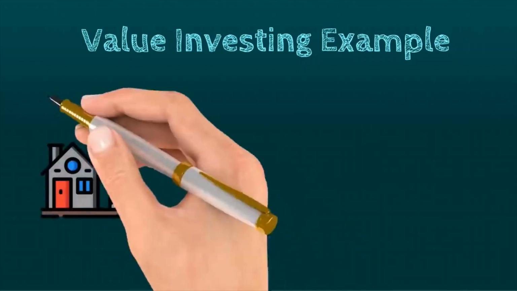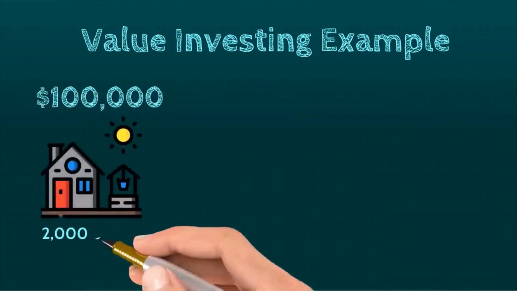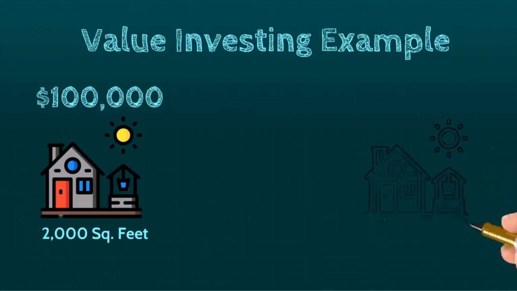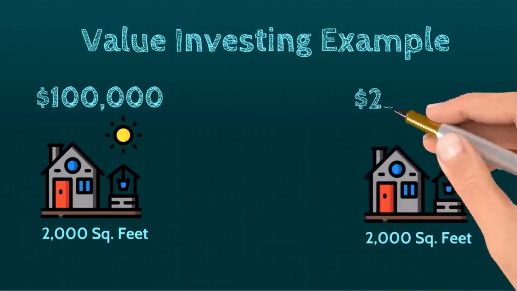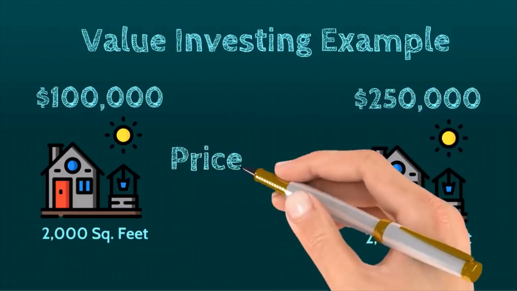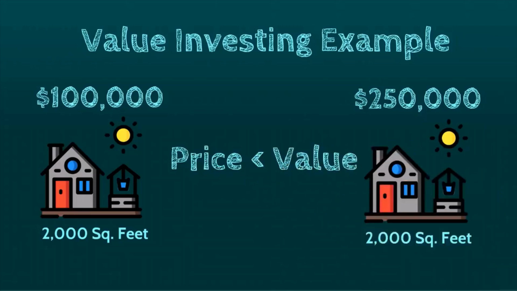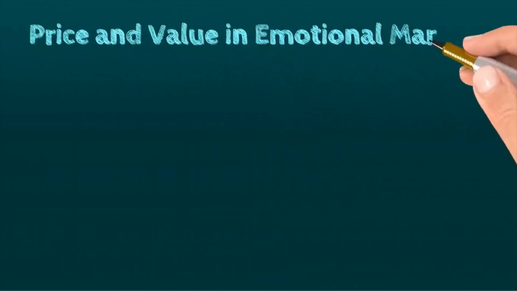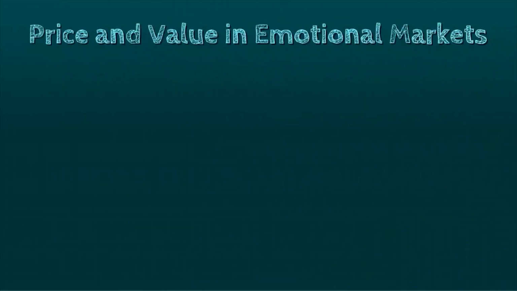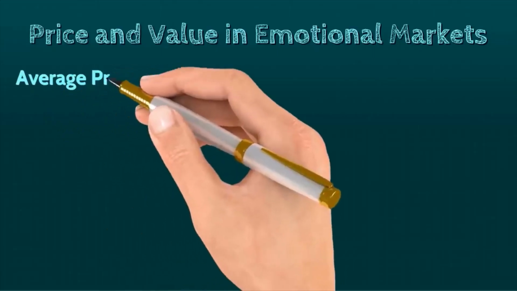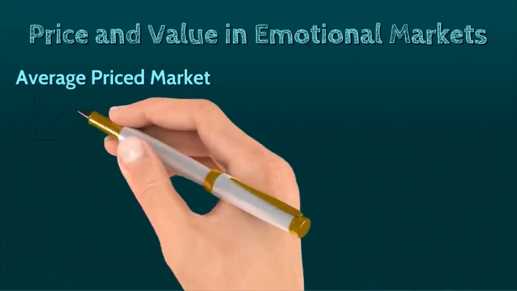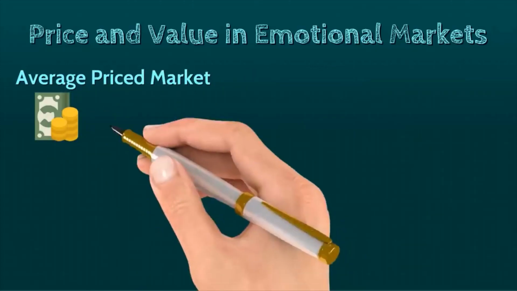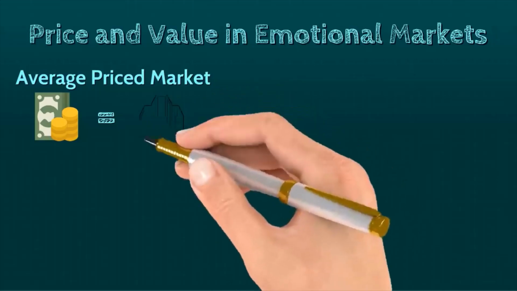The exact opposite could be true if this house now cost $100,000, while all of the other equal houses in the area cost $250,000. This would mean that the price is now less than the value of the home, and it would be a great value investment. Now, price and value differ when the stock market has become emotional or a characteristic of the company has gone unnoticed by the majority. In our first example here, we have an average price market where the price people are willing to pay for an asset is equivalent to the value of the asset.